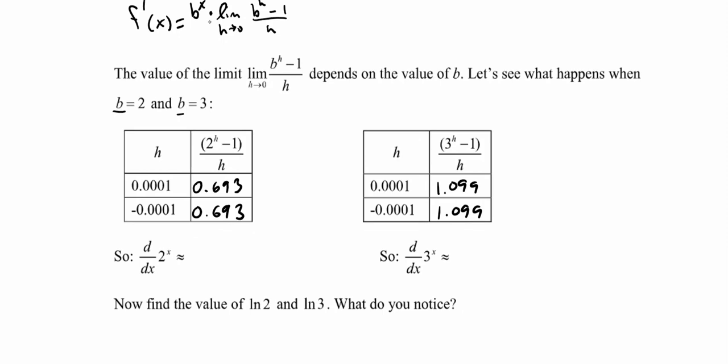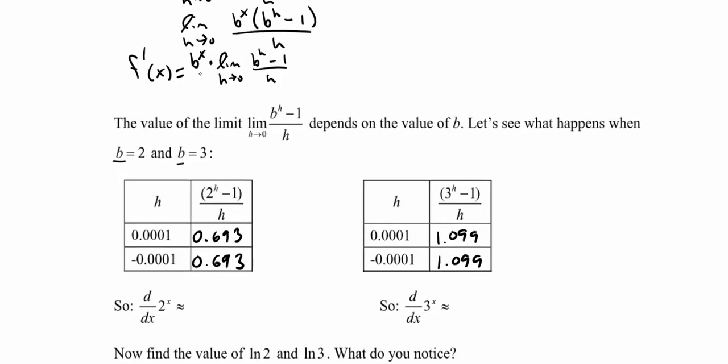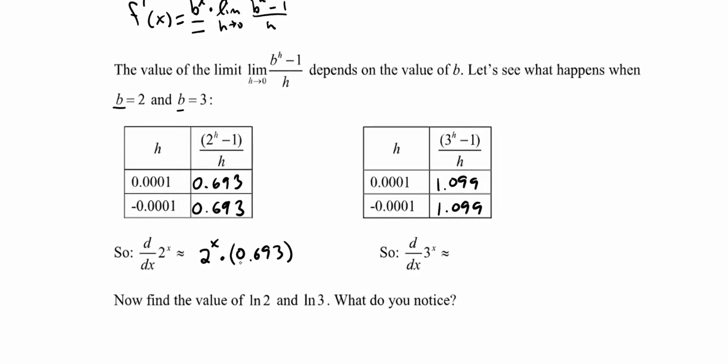Now, if we put that back in for a second: when we had 2 as our b value, the derivative of 2 to the power of x would be, remember, this b to the power of x was just sitting out front, so 2 to the power of x times, in this case, approximately 0.693. That would be the derivative of 2 to the power of x. We won't have to do this every time, I promise, but for now we're just working on something. The next one would be 3 to the power of x times the limit, when it was 3, so that would be 1.099.